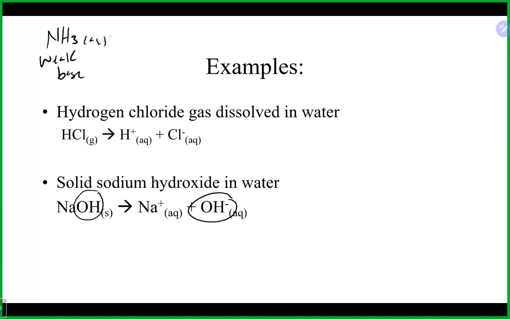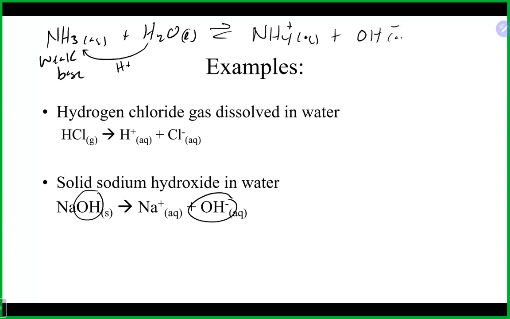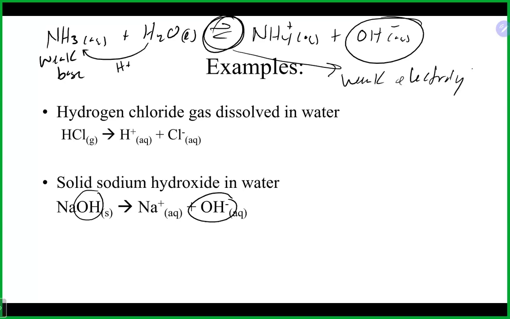And when ammonia is in solution with water, what will typically happen is the ammonia will actually grab an H plus off of the water and form NH4 plus, which is the ammonium ion, one of those polyatomic ions, and it will form hydroxide here. And the formation of hydroxide is what makes ammonia a base. It's a weak base because it's a weak electrolyte. And if you remember when we talked about weak electrolytes, we had those two arrows heading in both directions. And that's the case here.